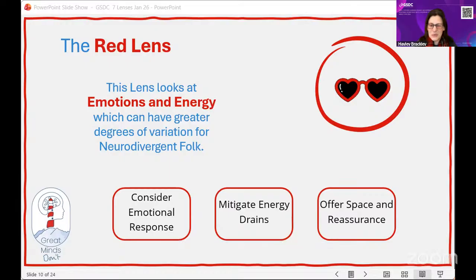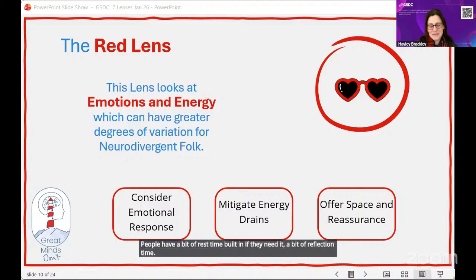So what we want to do is check all of our activities. Could this have a big drain on energy? And how can we offer space and reassurance? What are the things that we can do there where people have a bit of rest time built in if they need it, a bit of reflection time, and that bit of encouragement to show that they're doing well? There's our red lens.